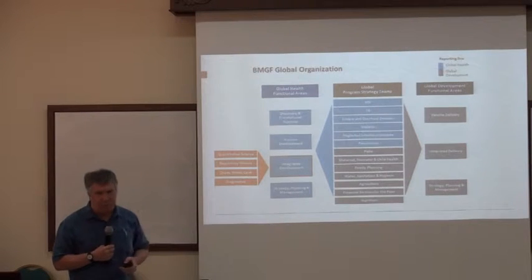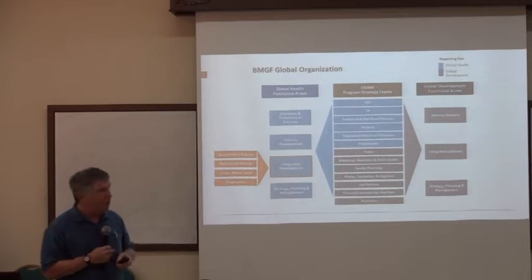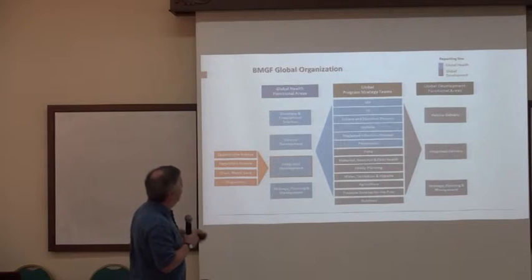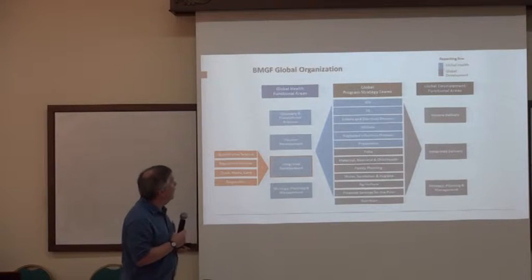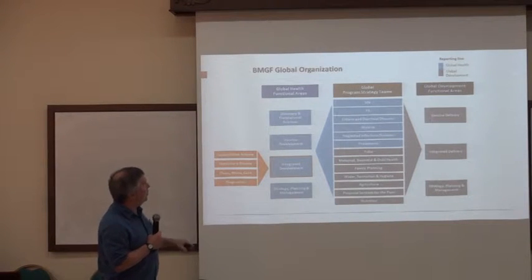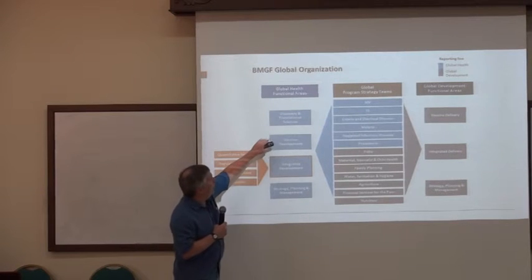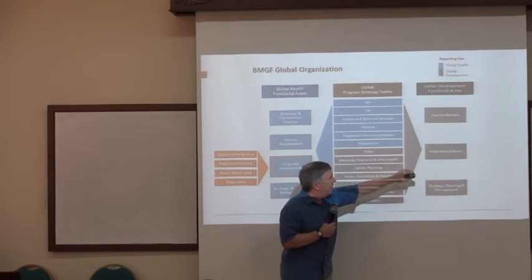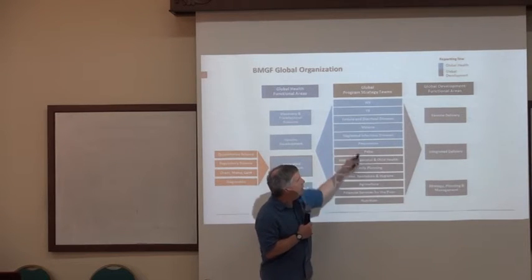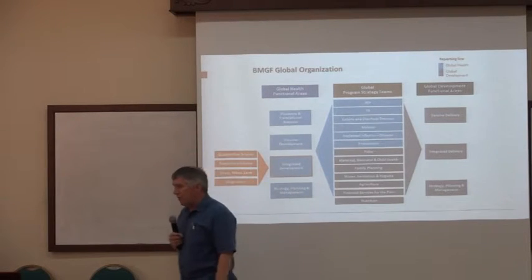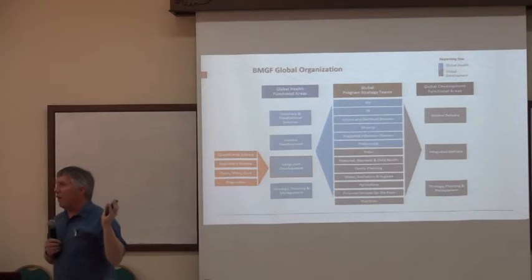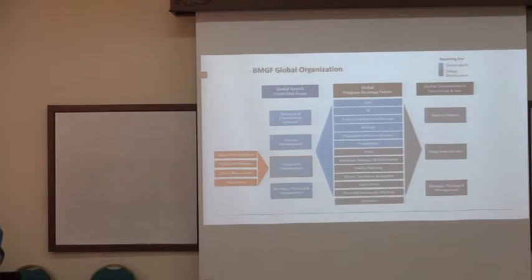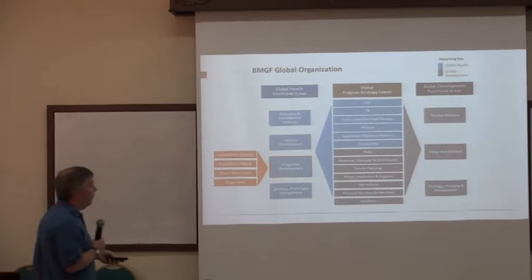We have a tendency to use a lot of abbreviations. So BMGF stands for Bill and Melinda Gates Foundation, a global organization that's structured with two main global areas, one called global health and the other called global development. And between those areas, we share what we call program strategy teams. So those are all the different areas where the Gates Foundation is involved in global health. So these are disease-focused areas.